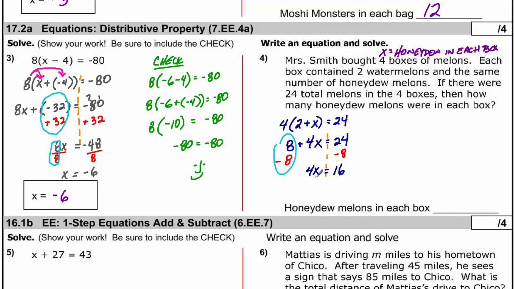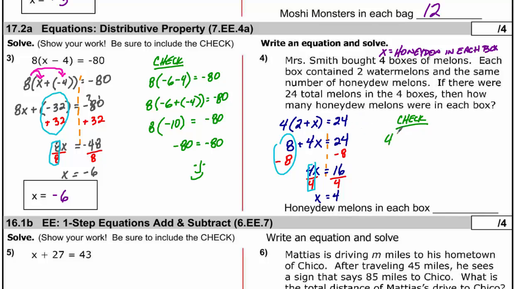I want to know how much I have in just one box, so I'm going to divide my 4 boxes by 4. That makes a big 1. I have got in each box 4 melons. I think I've got 4. Let me go and check that before I write my answer on the answer space. Let me check, see if I did it correctly.